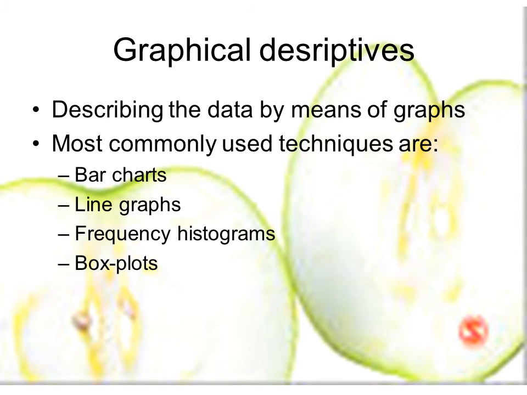So going back to the beginning of the chapter, we talked about another way to describe our statistics, or descriptive analysis, and that would be in a graphical form. Basically, what we're looking at with graphical descriptive is describing the data by showing them in graphs. Most commonly, the techniques that we see are bar graphs, line graphs, frequency histograms, and box plots.